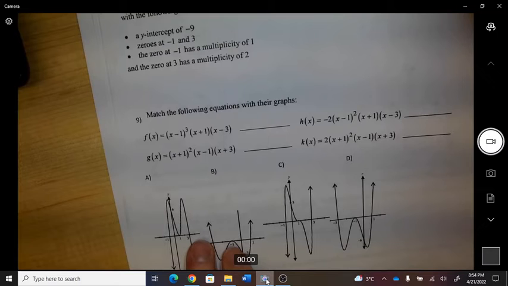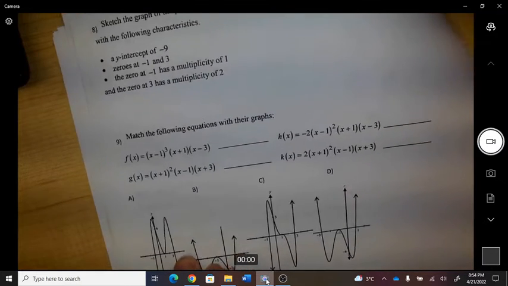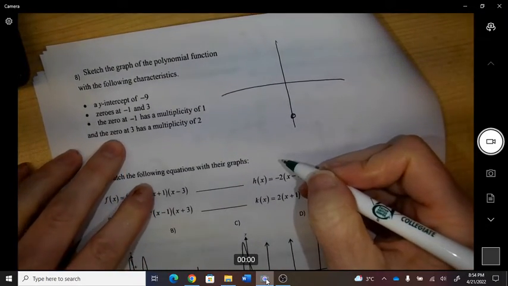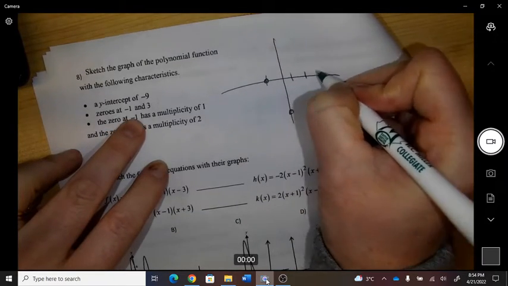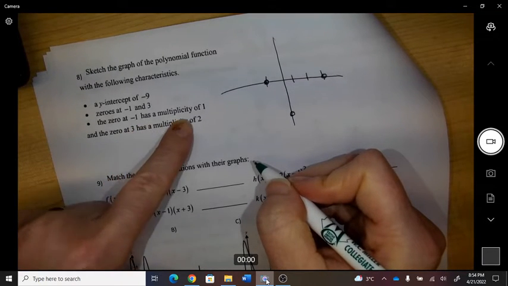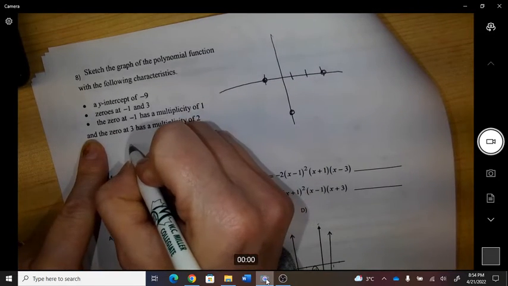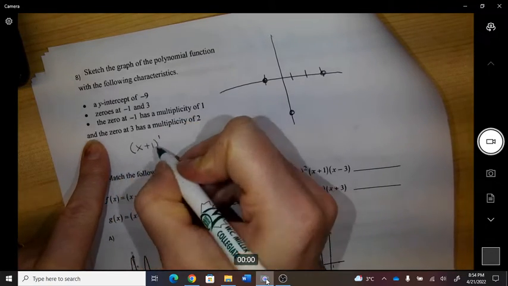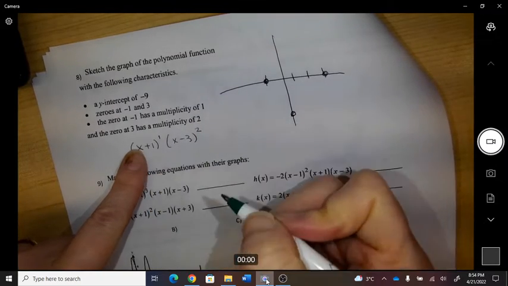Sketch a graph with these following characteristics. So we need a y-intercept at -9, a 0 at -1 and 3, and the 0 at 1 has a multiplicity of 1, so we're going to cross through it. And the 0 at 3 has a multiplicity of 2.